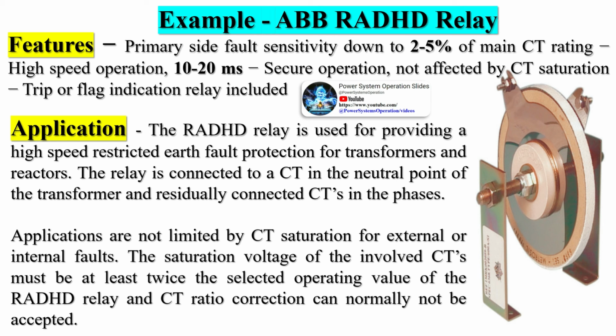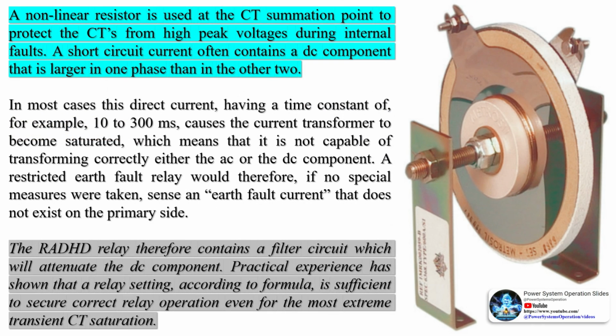The saturation voltage of the involved CTs must be at least twice the selected operating value of the RADHD relay, and CT ratio correction can normally not be accepted. A nonlinear resistor is used at the CT summation point to protect the CTs from high peak voltages during internal faults. A short circuit current often contains a DC component that is larger in one phase than in the other two.